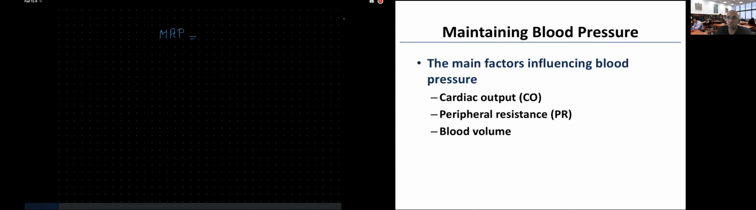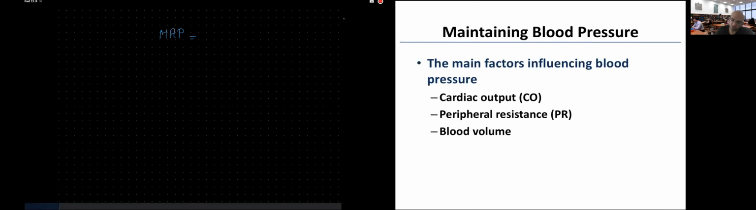And again, mean arterial pressure is going to give you an idea about the average blood pressure all the time during ventricular contraction as well as during ventricular relaxation. So it's the average pressure, considering that systolic blood pressure is only present for 1/3 of the time, and the diastolic pressure is present for 2/3 of the time.